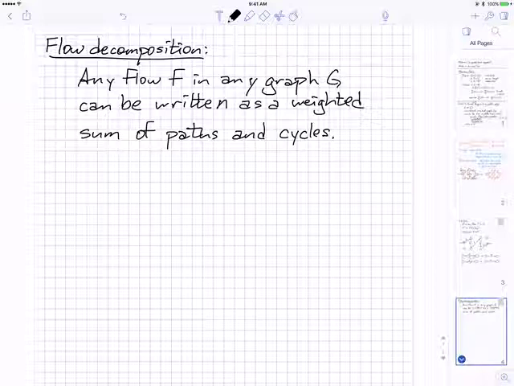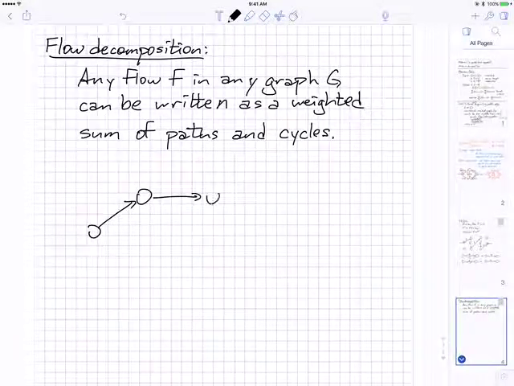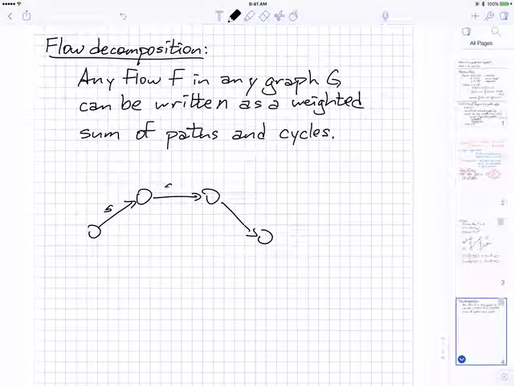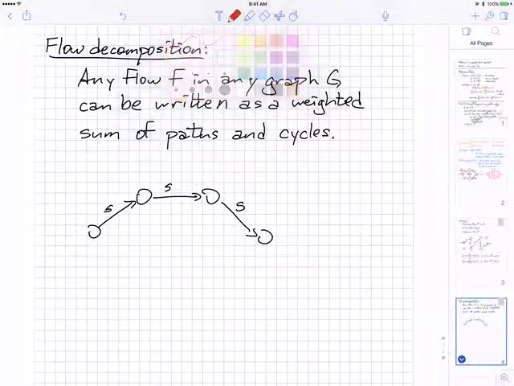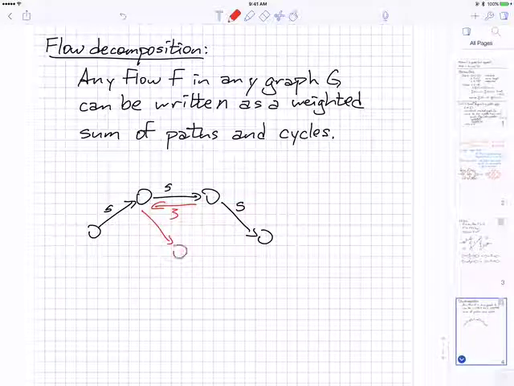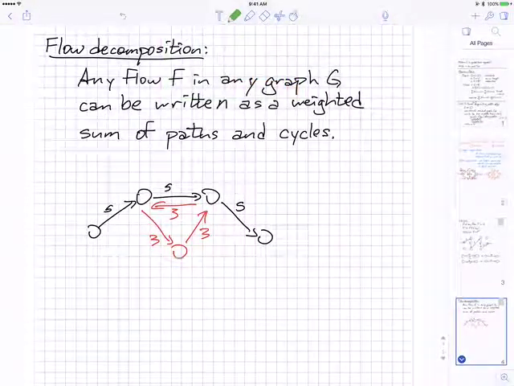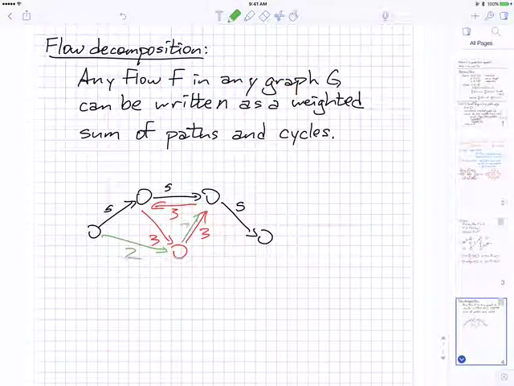So what I mean is, I may have a path sitting here, and I'll send 5 units of flow along that path, and then I'll add in a cycle where I have 3 units of flow along that cycle, and then maybe I'll add in another path like this. And so the sum of these things is a flow where, for example, this top edge has 2 units of flow going to the right. This diagonal edge has 5 units of flow going up and to the right, and so on.